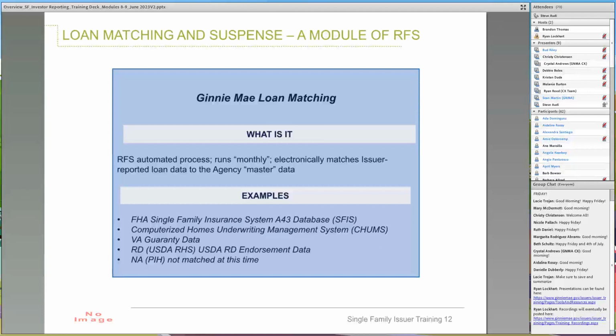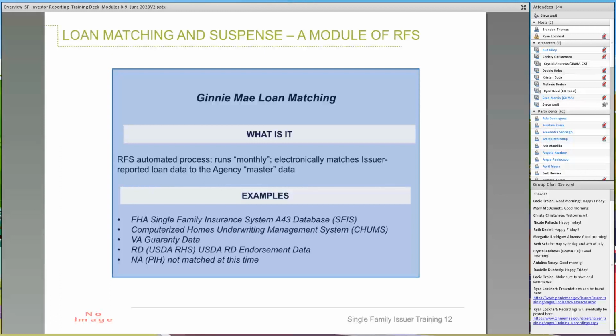Now we're going to touch on one of the items that Christy mentioned earlier, and that is the loan matching and suspense. This is a module within RFS, and what we covered on Wednesday, we touched a little bit on various matching and suspense. So this is loan matching and suspense, and it's important to understand the difference between the two. The various matching and suspense is related to items on the various record, and loan matching and suspense is related to items on the loan record. Okay.